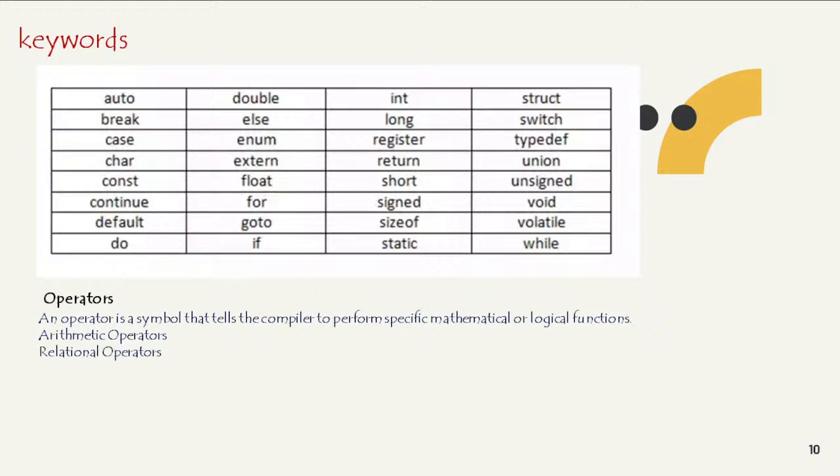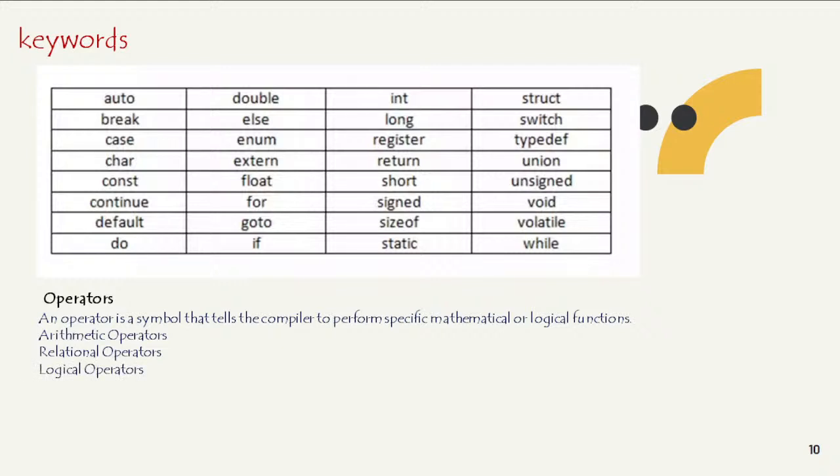And the second type of operator is the relational operators. These relational operators are used for comparing two quantities, and they give you the relation between two operands. Simply, the relational operators are less than, greater than, less than or equal, greater than or equal, equal, not equal.